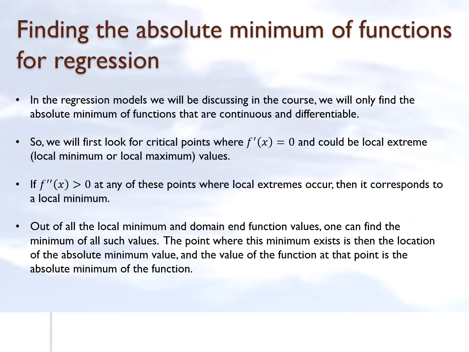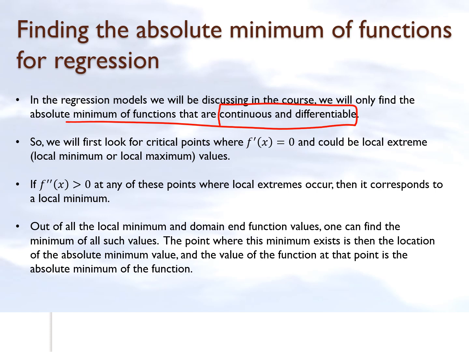So let's look at the absolute minimum of functions which we use for regression. When we talk about regression models, we'll only find the absolute minimum of functions that are continuous and differentiable. So those are the kind of regression models we're looking at. That takes care of things we don't need to be concerned about, like functions which are discontinuous, or functions which might be piecewise continuous but might not be differentiable at a particular point.